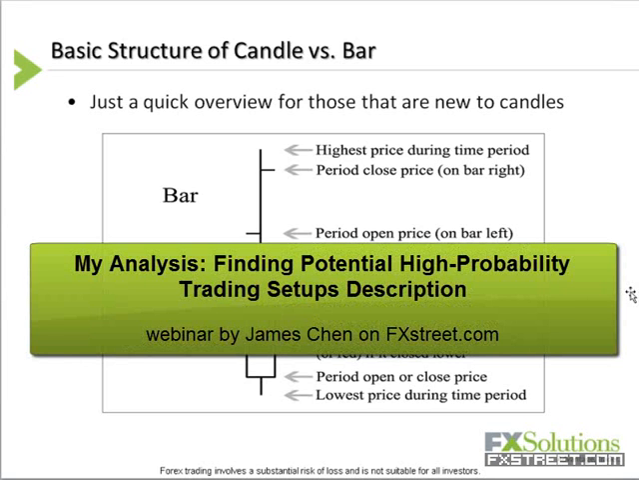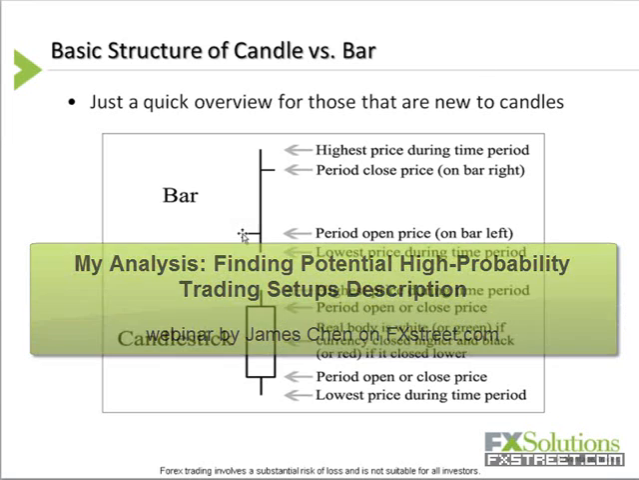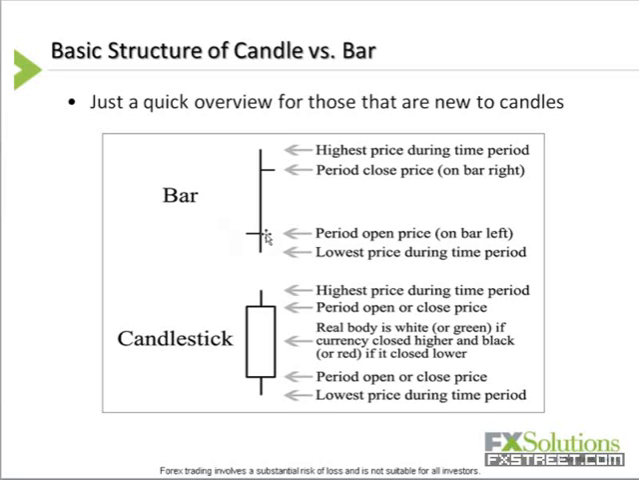Yes. This is the basic structure of candle versus bar. I'm not going to go through this much because you probably all know what this is. But this is a simple OHLC, or open, high, low, close bar. As we can see here, it opens on the left, closes on the right. Okay, and then we have the low at the bottom, and the high at the top. So we have the open, high, low, and close.